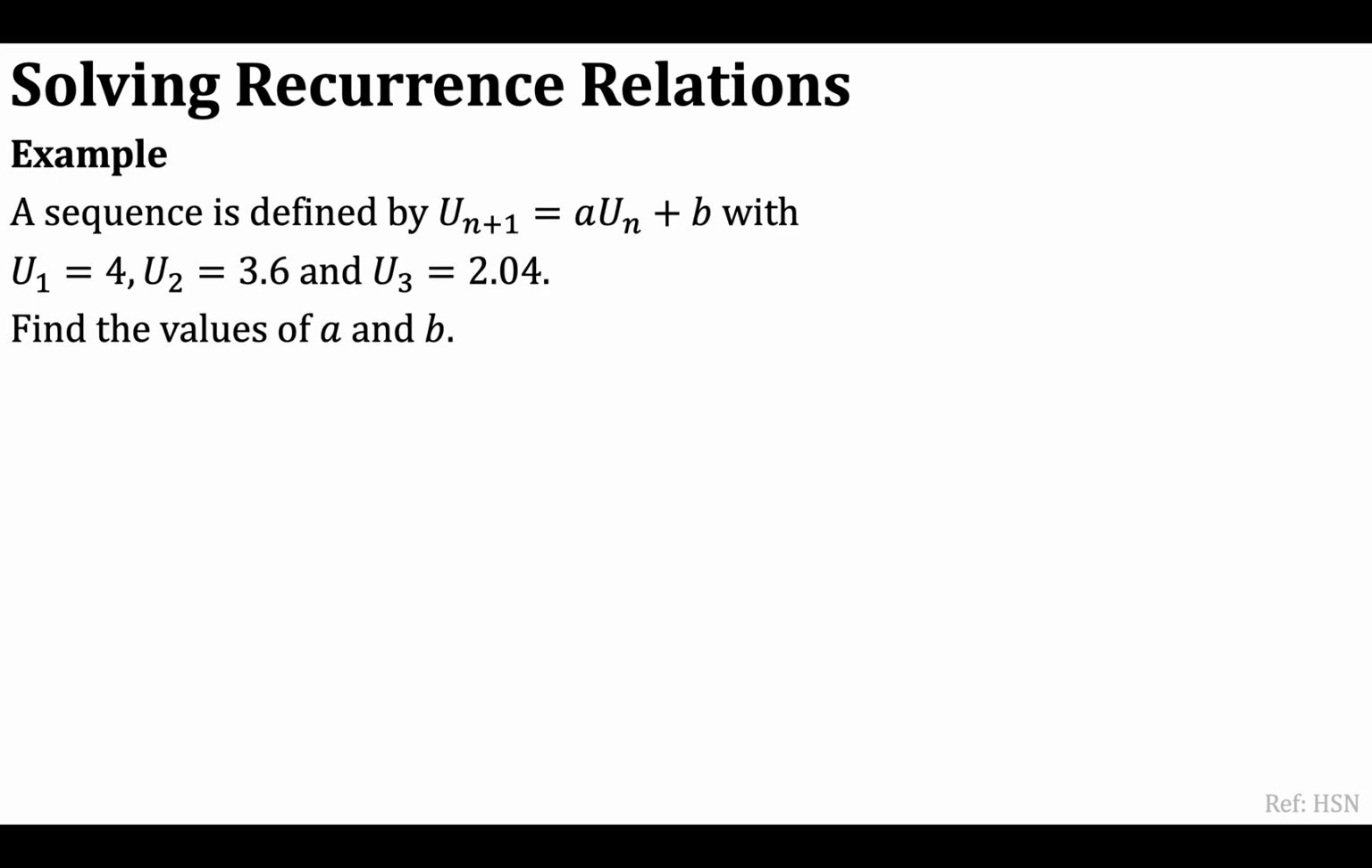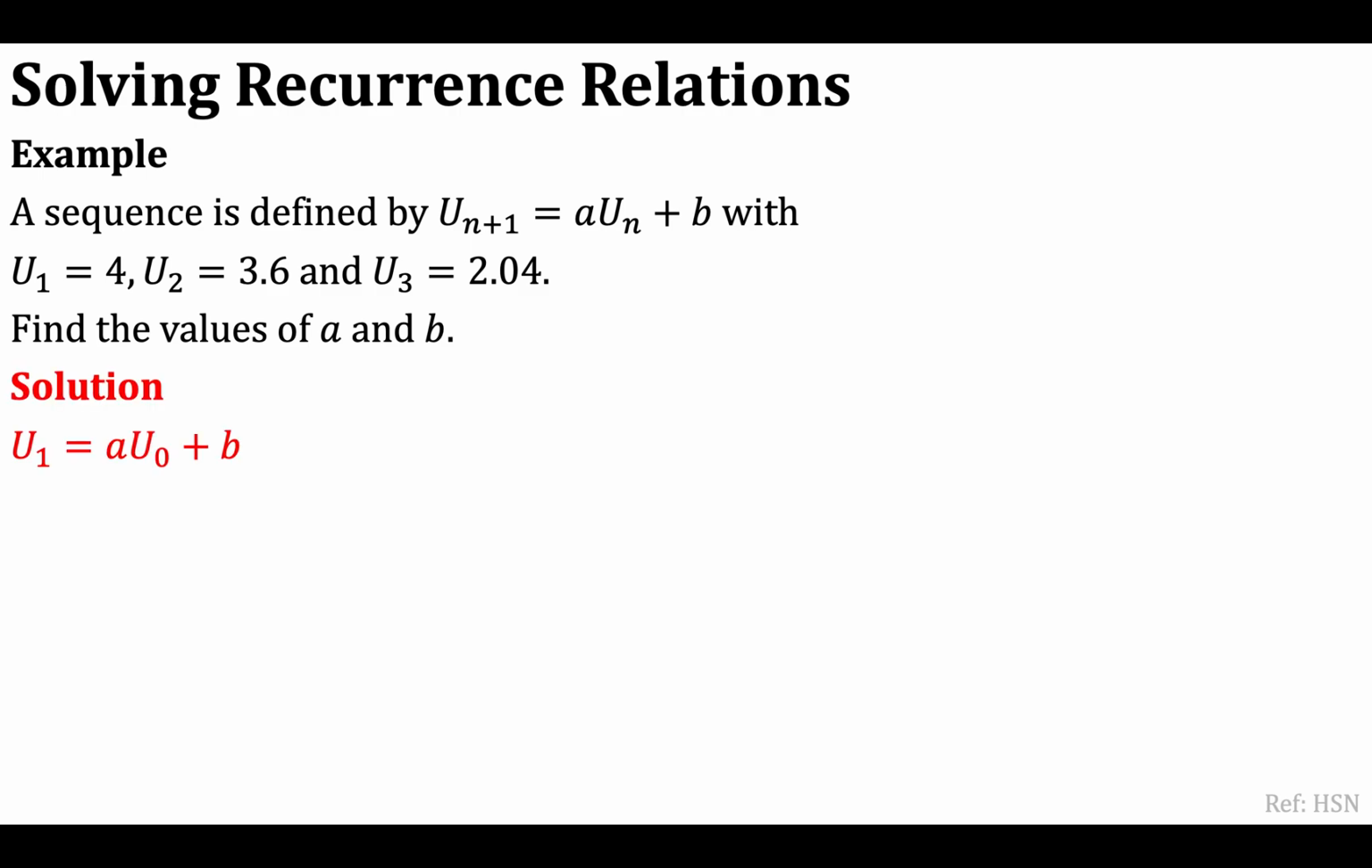The first one: a sequence is defined by u(n+1) is equal to a·u(n) plus b, with u1 equal to 4, u2 equal to 3.6, and u3 equal to 2.04. And we've to find the values of a and b.